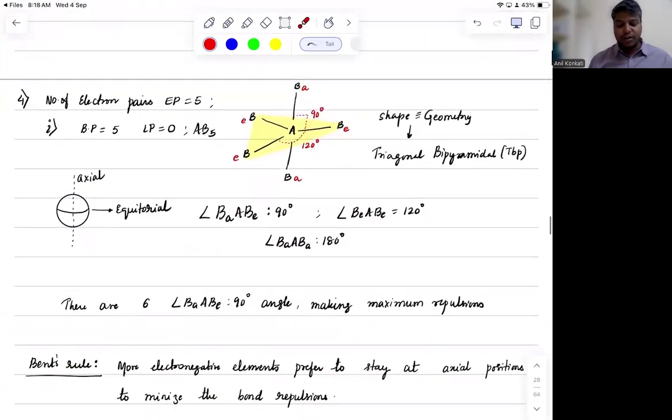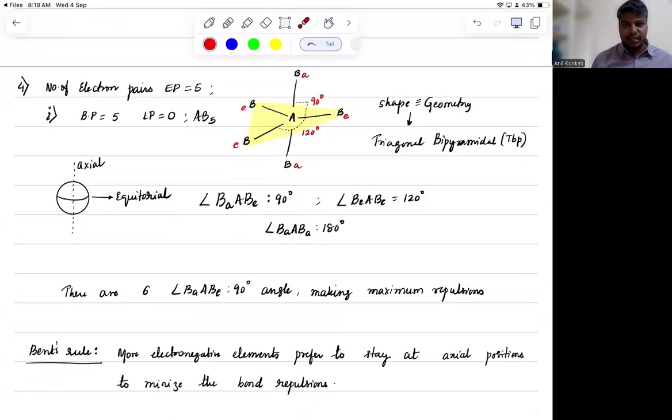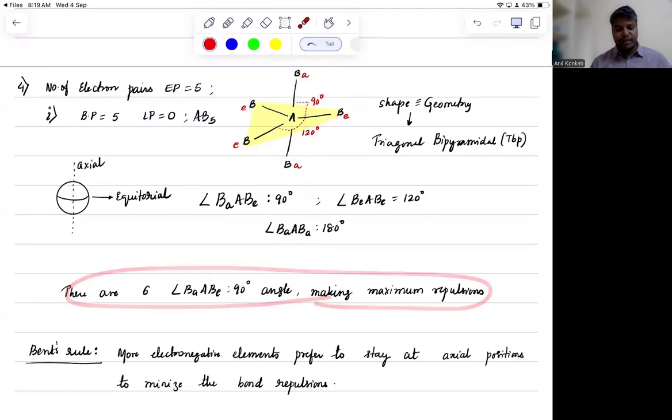Next, if electron pairs are 5, there are two things we need to understand: equatorial bonds and axial bonds. We have three equatorial bonds and two axial bonds. You can see there are two types of bond angles here. One is between axial and equatorial, which is around 90 degrees. Then between equatorials, that is 120 degrees. And there is one more angle, axial and axial, which is 180 degrees. So there are 6 90-degree angles, making it the maximum repulsions.